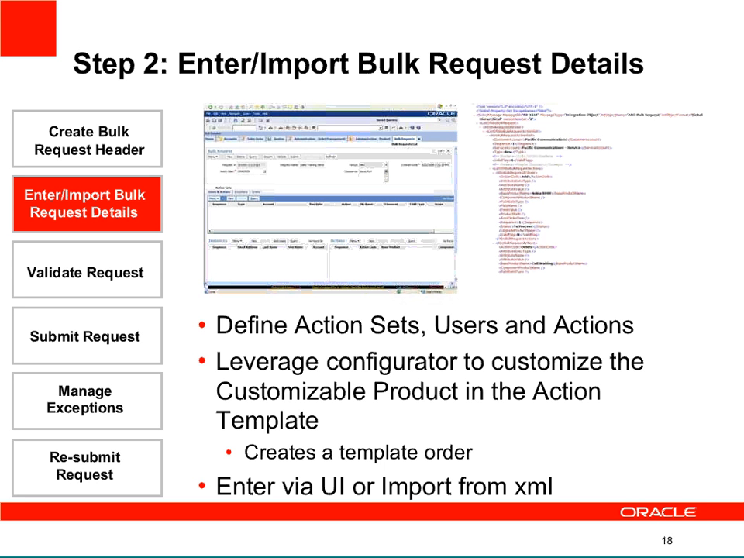As part of the bulk request header creation, the request name, the user to whom the notifications are to be sent, and any comments are captured. The second step would be to define action sets, users, and actions. In case of new orders, the product configurator can be leveraged for customizing products in the actions applet. As mentioned earlier, the details can also be imported via XML templates.